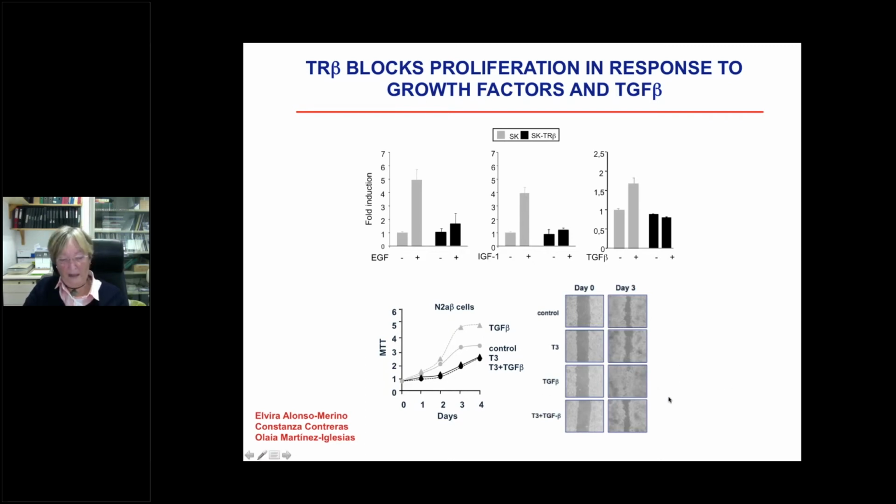This is important because we have been able to demonstrate that the administration of thyroid hormone in vivo to mice is able to repress the formation of, for instance, liver fibrosis, that, as you know, is the first step leading to then cirrhosis and to the development of hepatocarcinomas.